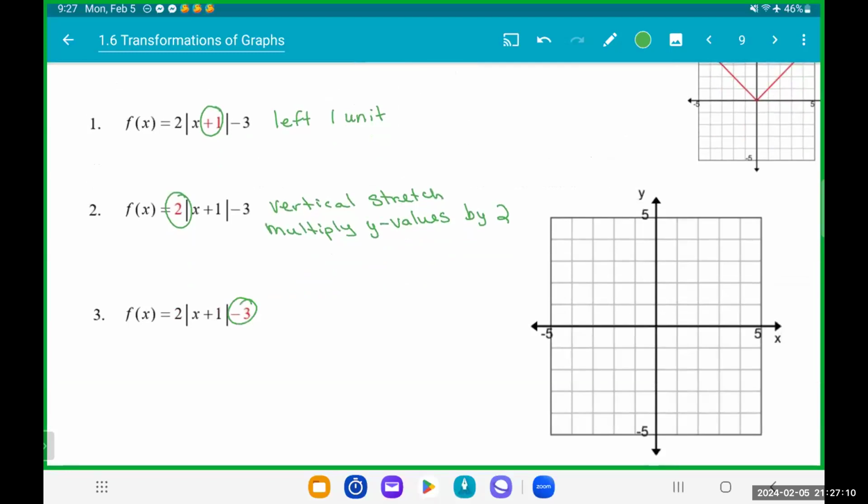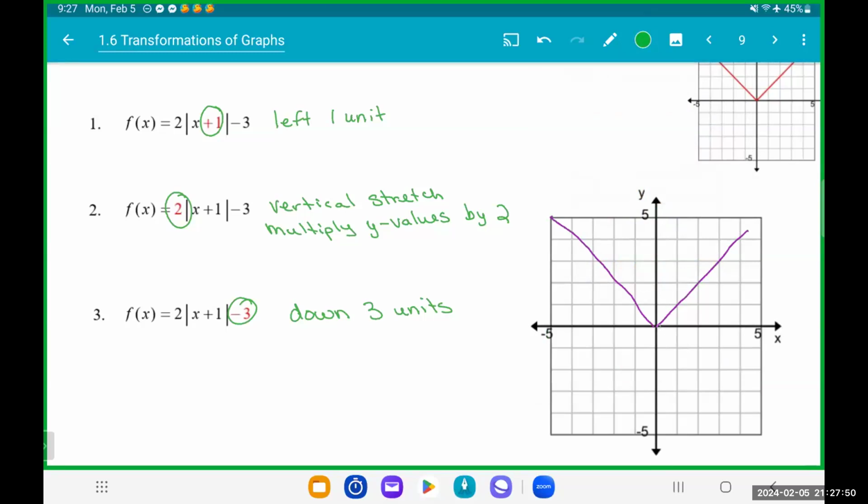And then this -3 out here tells me that I have a vertical shift and I'm going to shift down 3 units. Okay. So coming here, we have this. When we incorporate, we want to shift left 1 unit, down 3 units, multiply our Y values by 2.